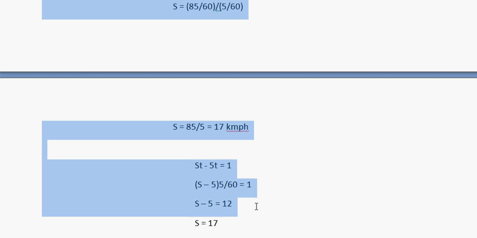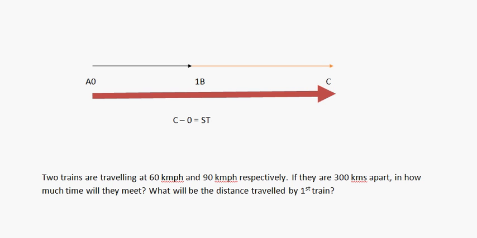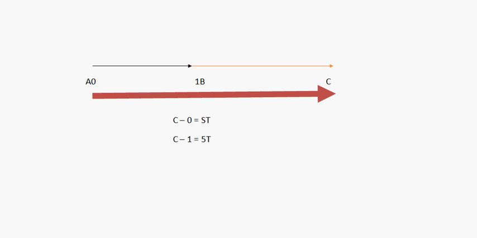So now how do we do it? Let C be point C only, right? So C minus 0 is the distance traveled by A, and this is equal to st, right? C minus 1 is the distance traveled by B, the friend, which is equal to 5t, right? So if we subtract this, C and C would get cancelled, and what we are left with is 1 equal to st minus 5t, right? So again the same equation which we earlier wrote.